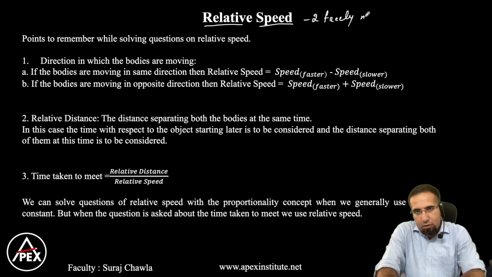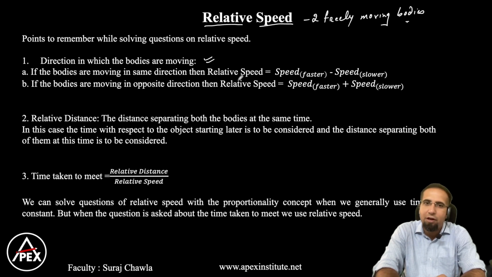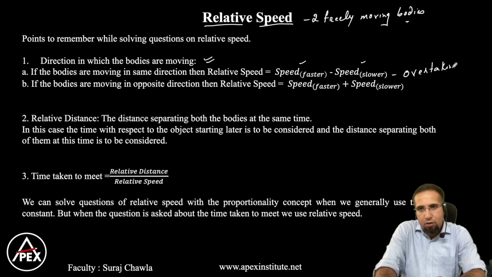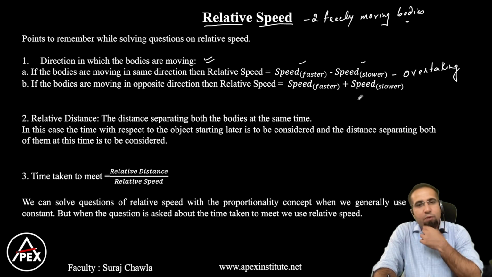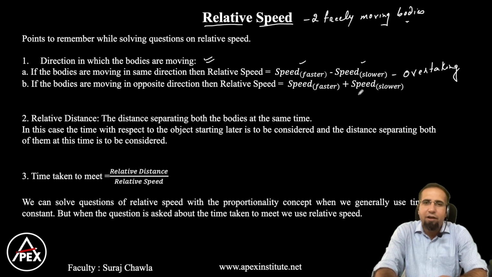Two freely moving bodies. Okay. Now, in relative speed, what are the things that I need to keep in mind? I need to understand the direction in which they are moving. If both of them are moving in the same direction, then the relative speed becomes speed of faster minus speed of slower, and generally the overtaking is happening here. Okay. Right? And if both the bodies are moving in opposite direction, then the relative speed becomes speed of faster plus the speed of slower.